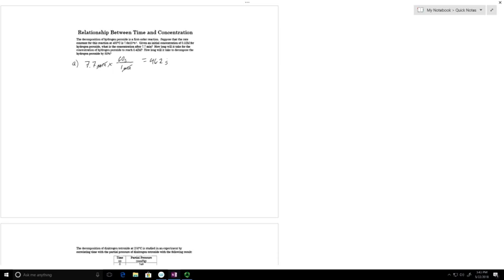So let's get started. Typically what you're dealing with for a first order would be the natural log of some species is equal to the natural log of that species originally minus the rate constant times time. Well, this is our time right here. This over here is our rate constant. And our initial concentration is given right here. So now it just becomes a plug and chug.